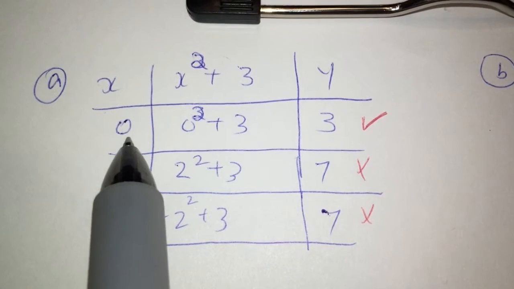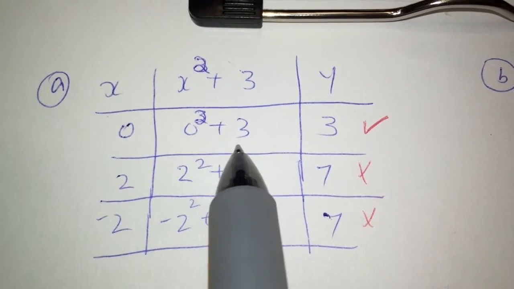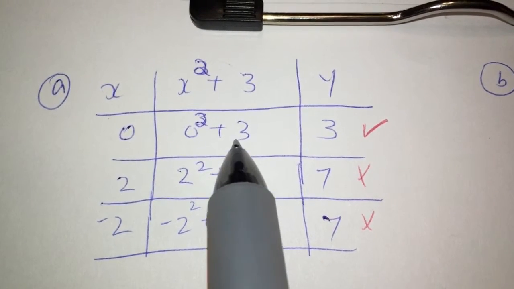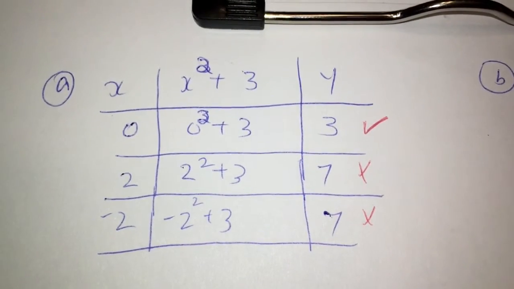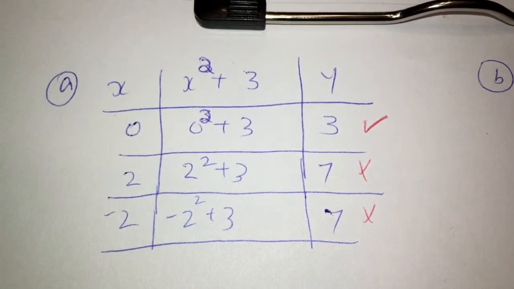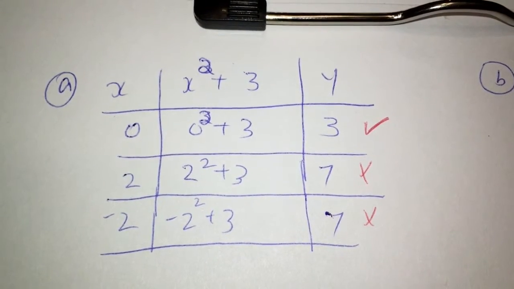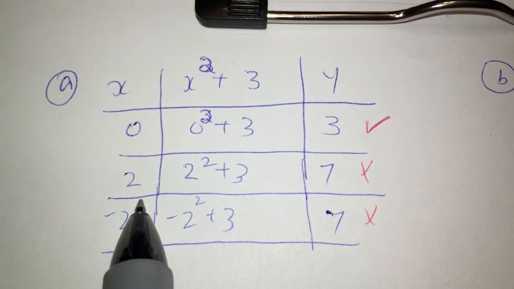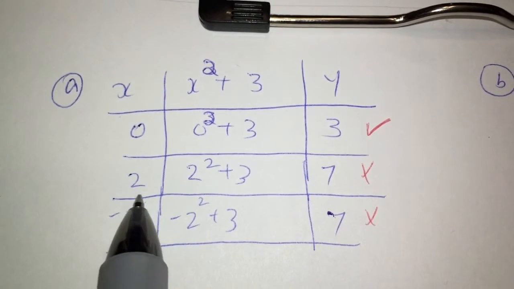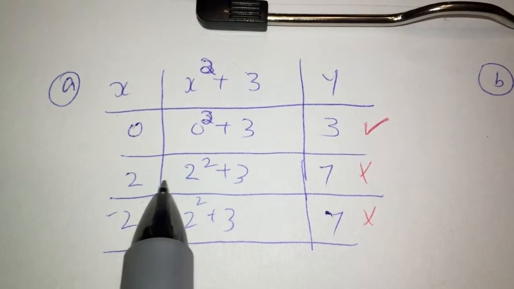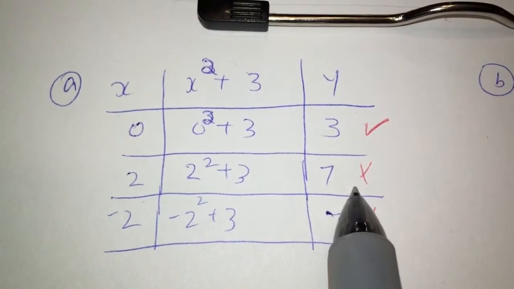Okay, so when x equals 0, the value of y is 0 squared plus 3, which is 3. And if you go back to the graph, you will find out that when x equals 0, the value of y is 3. Then you move on to the next value of x. So I picked 2 as the next value. So when x equals 2, the value of y is 2 squared plus 3, which is 7.